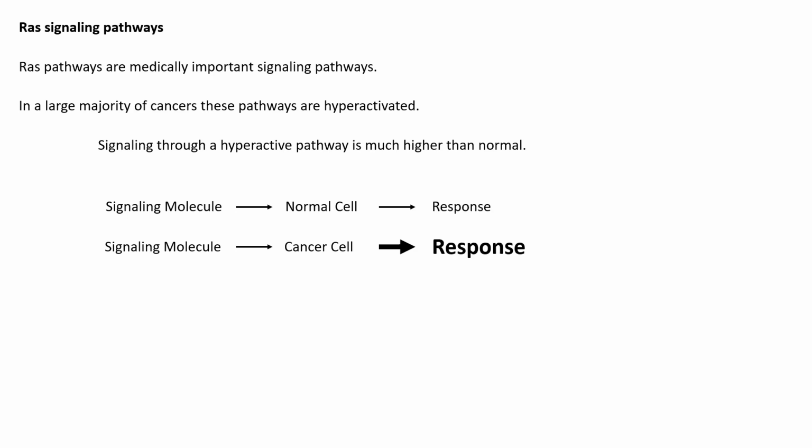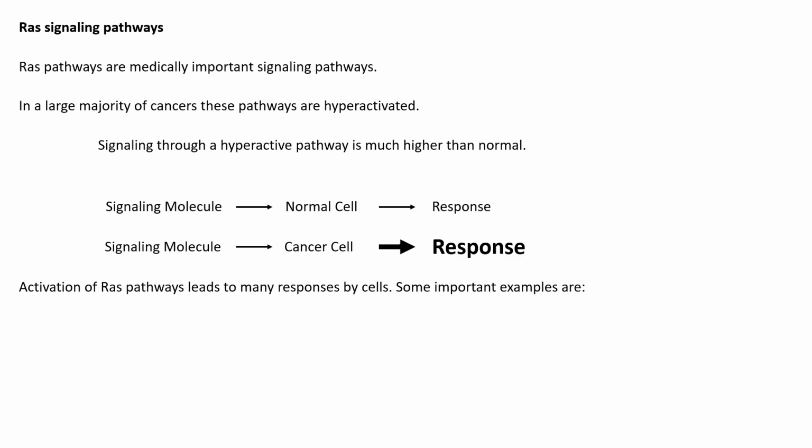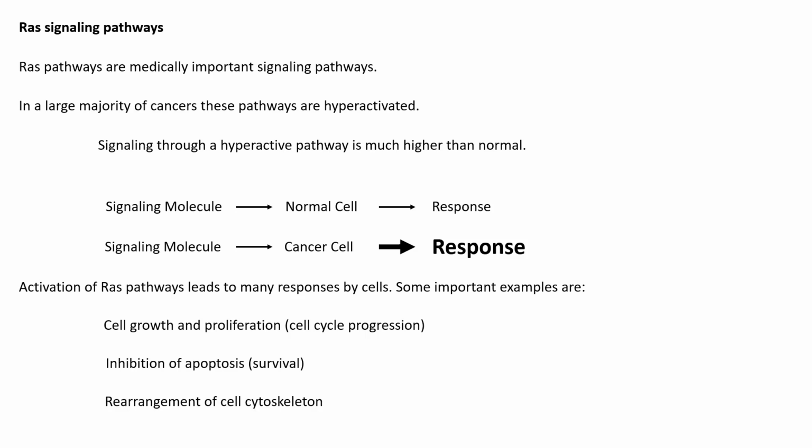So in the case of the cancer cell, even though the signaling molecule concentrations are the same, the response at the end is much larger than it normally would be. Activation of RAS pathways leads to many responses by cells. Some important examples are cell growth and proliferation, cell division, inhibition of apoptosis, survival, and rearrangement of the cell cytoskeleton.